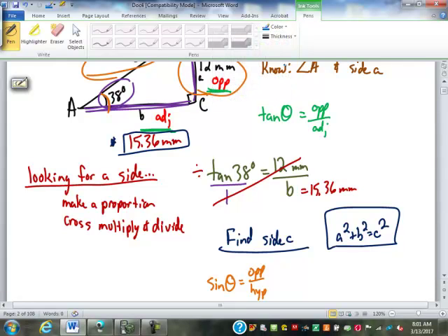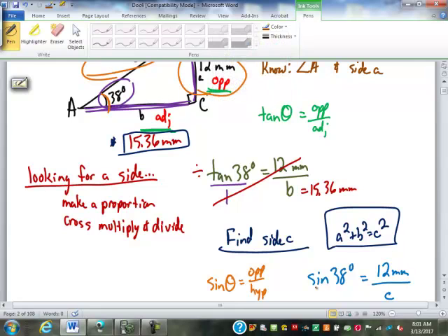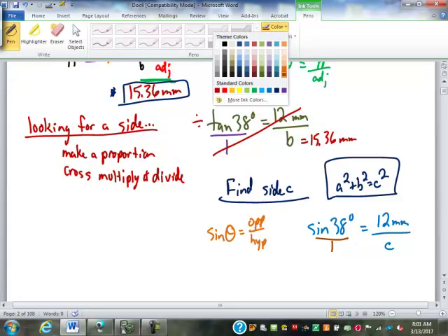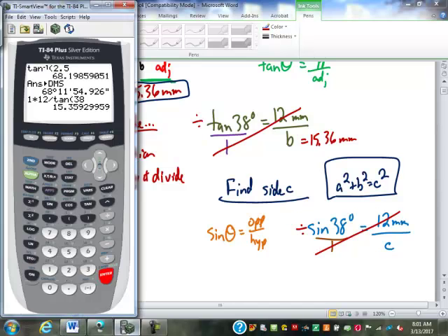So again, I'm going to fill in what we know. We know the angle is 38 degrees. Opposite side is 12 millimeters. Our hypotenuse is side C, which is what we are looking for. So once again, I put the sine of 38 degrees over 1 so that it becomes a proportion, and I'll cross multiply and divide. 1 times 12 is 12, divided by the sine of 38 this time.